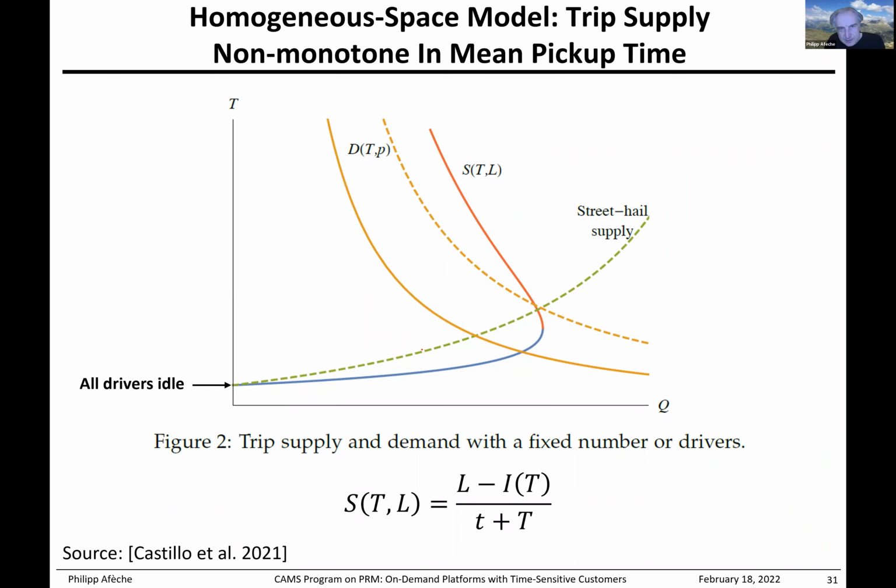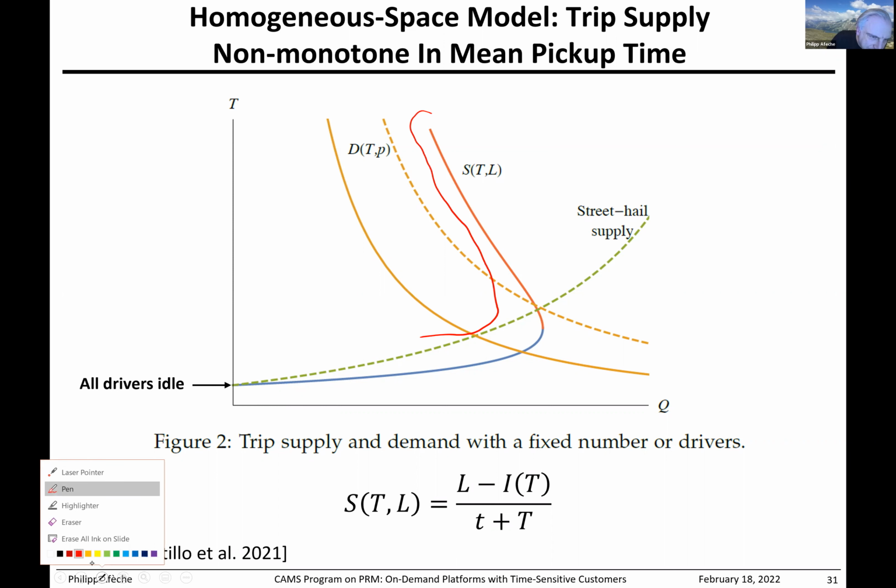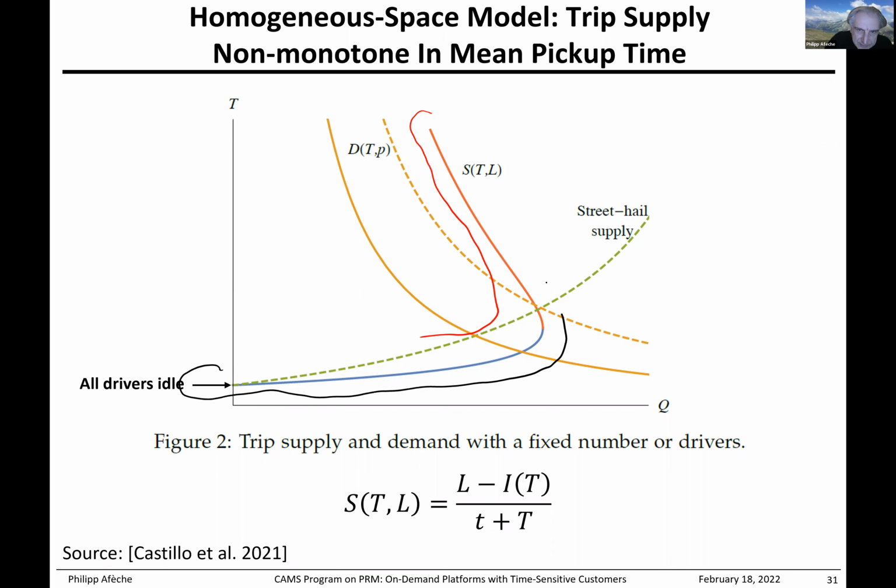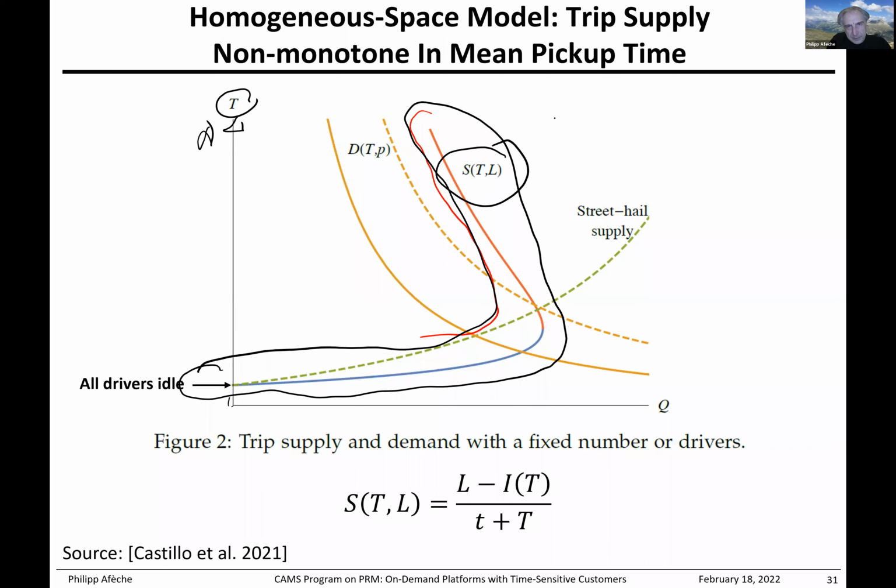On this picture, there's a lot of things going on. I want you to focus on this curve here. Notice it's been tilted on its side. So on the vertical axis, you have the pickup time, and this is showing you, as the pickup time increases, what happens to the supply rate.